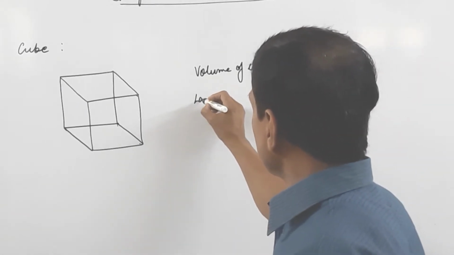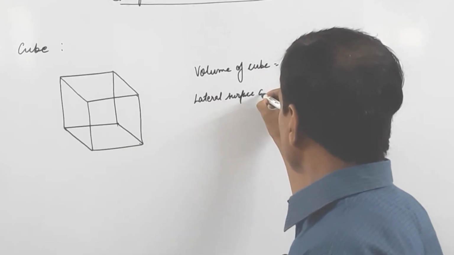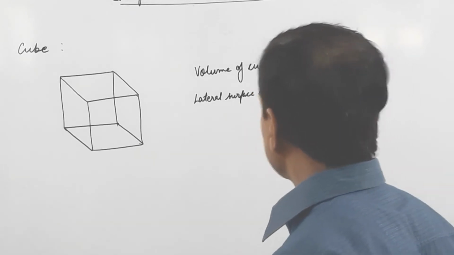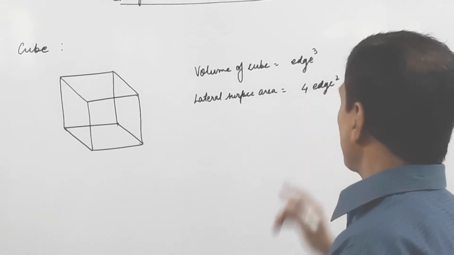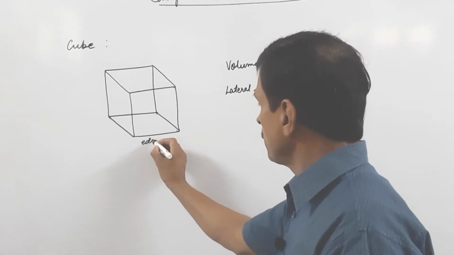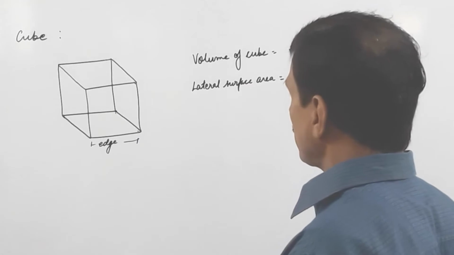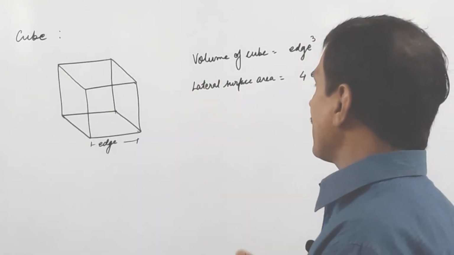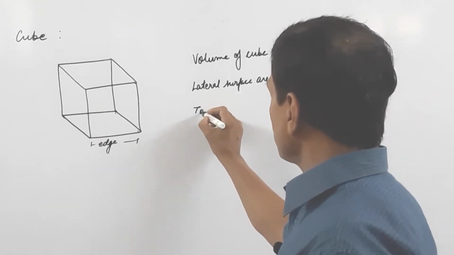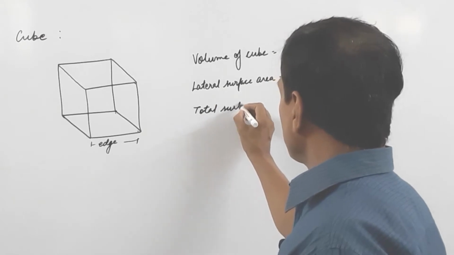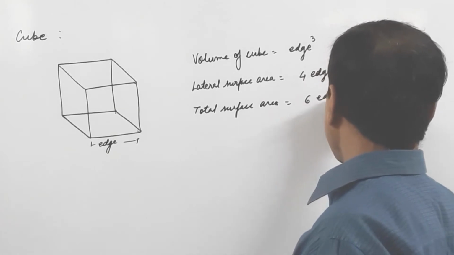Lateral surface area is equal to 4 times of edge square, because there are 4 lateral surfaces and all are squares, and area of square is equal to edge square. Total surface area is equal to 6 times of edge square.